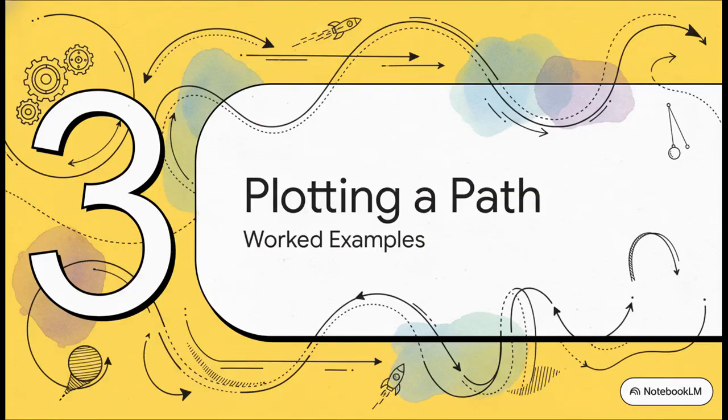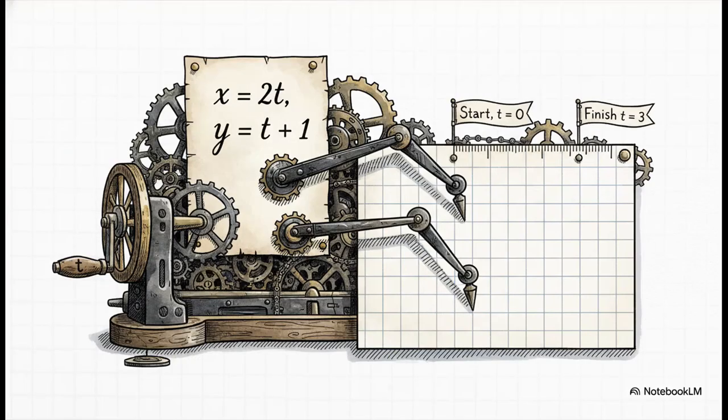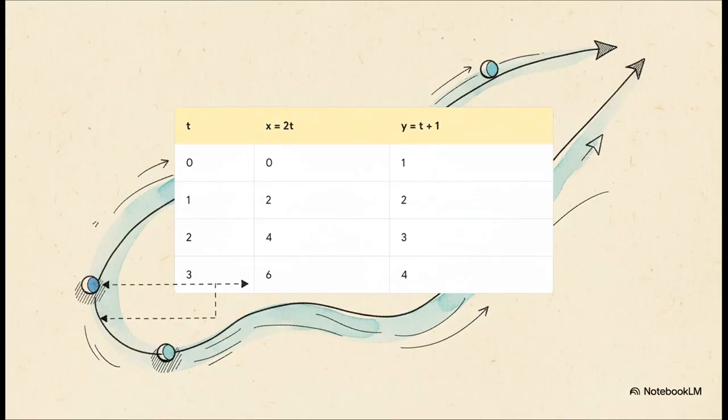Okay, enough with the theory. The best way to really get a handle on this language is to just use it. So let's get our hands dirty and actually plot a path, step by step. So here's our first mission. We've got our equations, you can think of them as the rule book for our point's motion, and we've got our time interval. We're going to watch this little story play out from time t equals 0 to t equals 3. First things first, we just need to build a quick table.